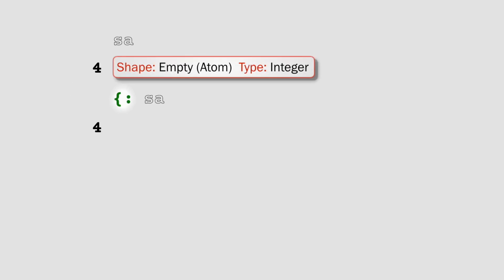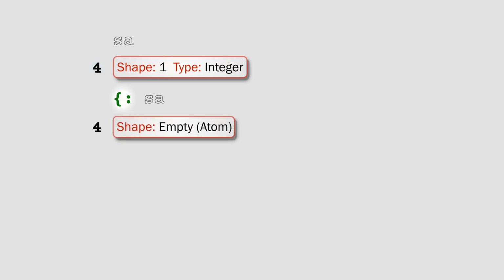Moving on to atoms, they're a little bit different, and that's because they have an empty shape and they have only one item, and that's the atom itself. So if I take that last item, then I'm going to make it into a one-item list, and then from that one-item list I'll take the first item, and that gives me an empty atom as the shape.